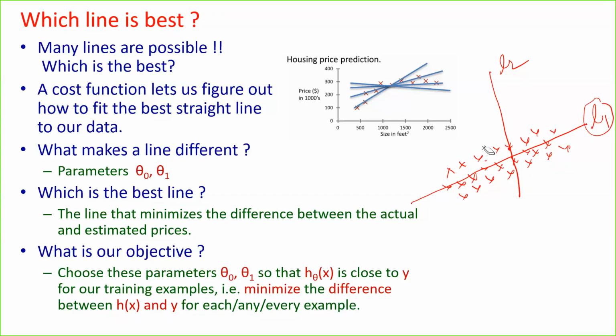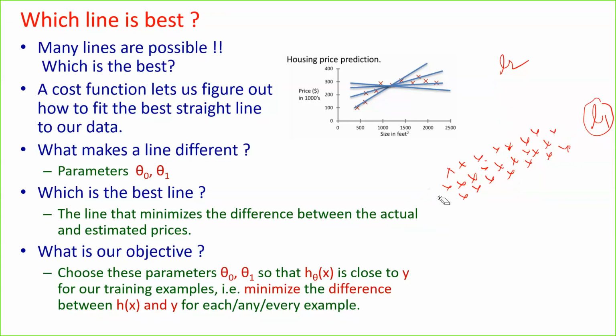So what is it that we are trying to do here? We're trying to minimize the difference between actual and predicted values. So can I say the line that minimizes the difference between actual and predicted values is the best line out of all the infinite possibilities that I have? Can I say that? Yes, sir.